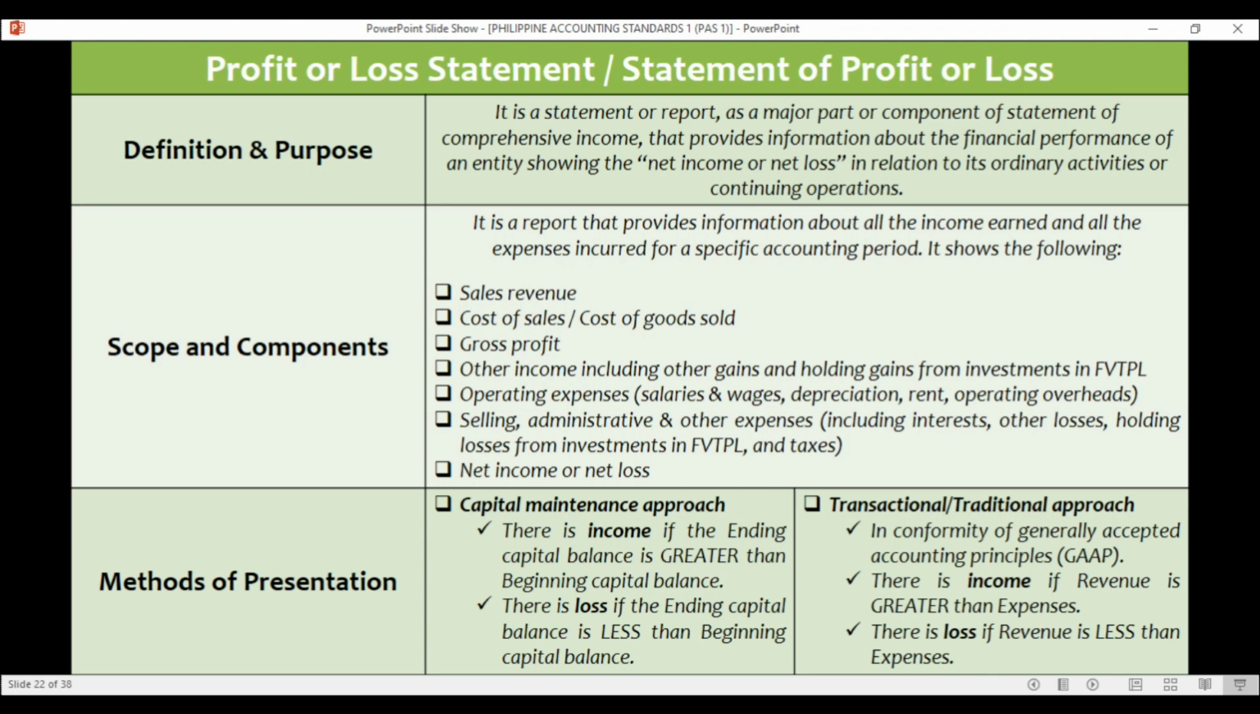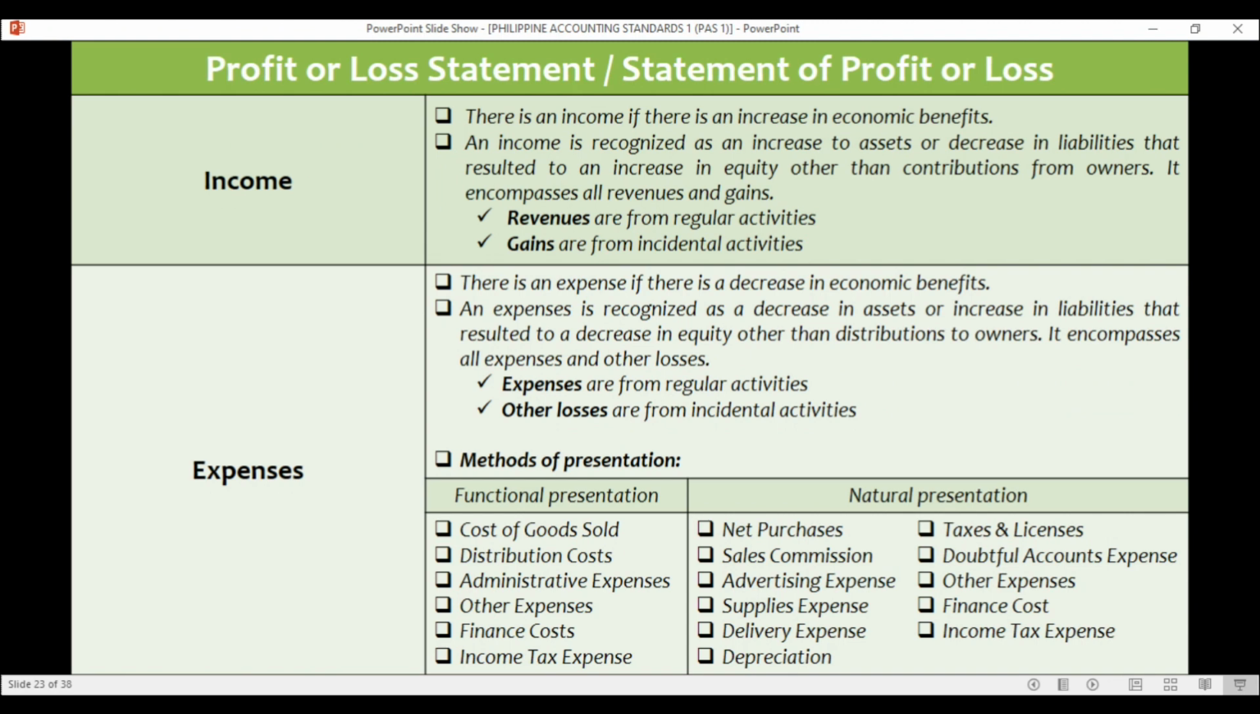So we've been mentioning income and expenses, so let's define them. There is income if there is an increase in economic benefits. That is a basic rule in accounting. Income is recognized as an increase to assets or decrease in liabilities that results in an increase in equity, other than contribution from owners. Income encompasses all revenues and gains. When we say revenues, we mean those items coming from regular activities or normal operations. Gains are those from incidental activities. An example of revenue is sales revenue. An example of gain is holding gains or gains on sale.